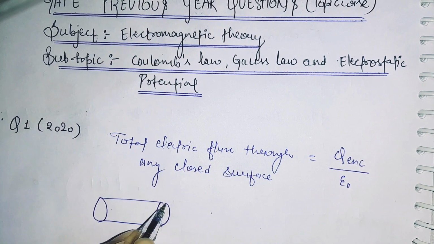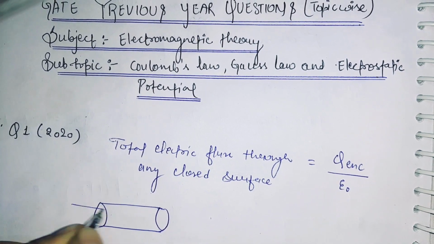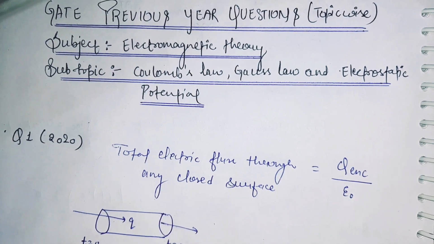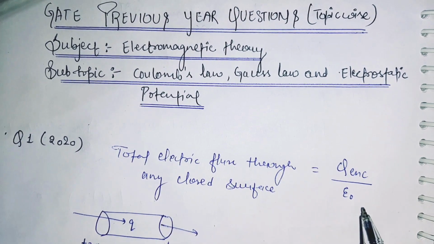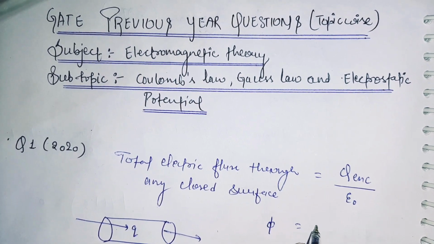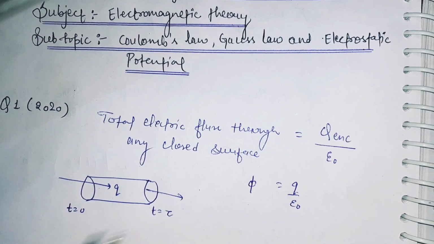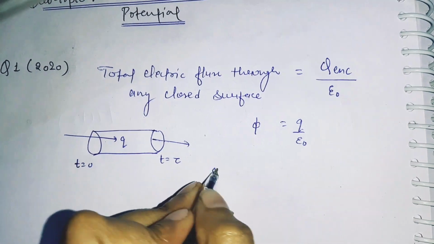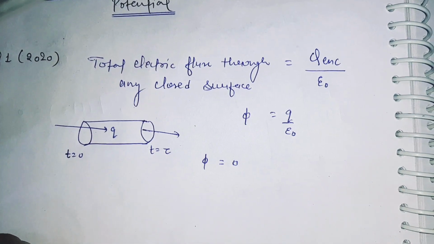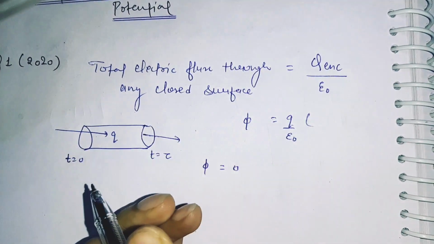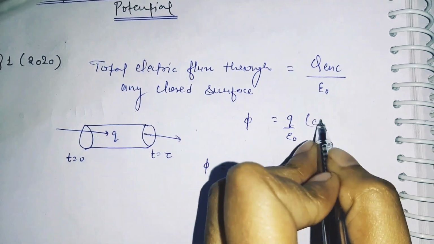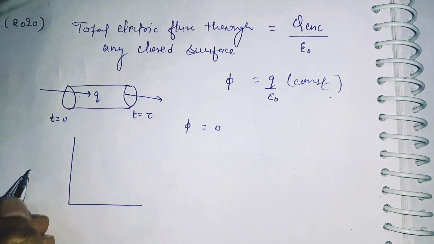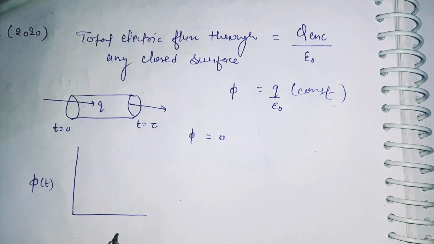We have a cylindrical surface at t equals 0. The charge q enters the surface, and it leaves the surface at t equals tau. So inside the surface we have total electric flux q by epsilon naught, and outside the surface the electric flux is equal to 0. So inside the cylindrical surface the total electric flux is a constant quantity, so we can easily build a graph between the electric flux and the time t.